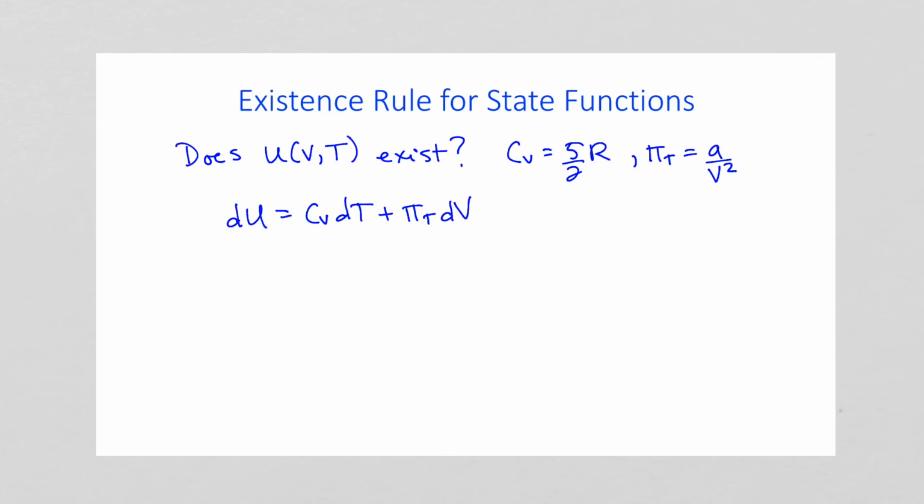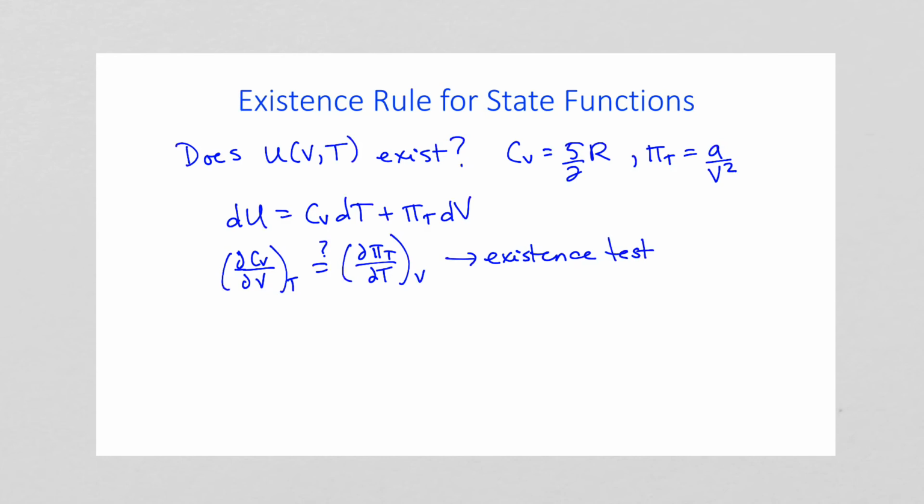Now we ask ourselves the question of, does the partial derivative of Cv with respect to V at constant T equal the partial derivative of pi t with respect to T at constant V? This is essentially our existence test. Now we'll just evaluate those partial derivatives and see what we end up with.